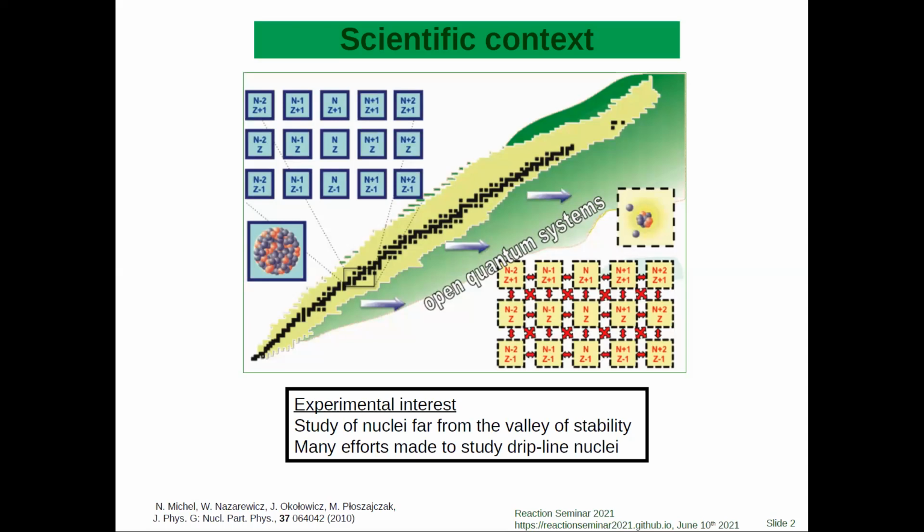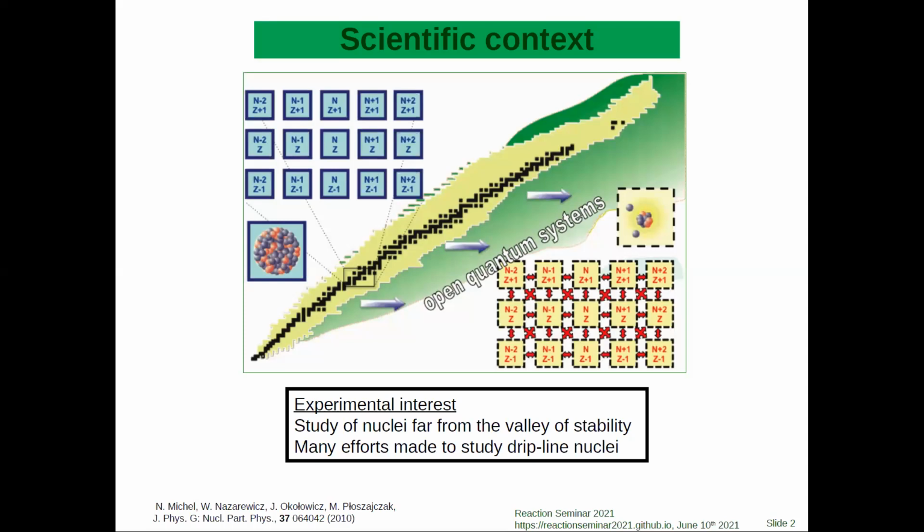It's no longer the case for open quantum systems because these nuclei can be resonance states, so that they are unstable. But even when they are bound, they can be halo states, so that they have a large coupling to the continuum. So one can no longer consider that the nucleus is separated from the rest of the world. On the contrary, it interacts with the rest of the world, can emit particles, or have a coupling to the continuum.